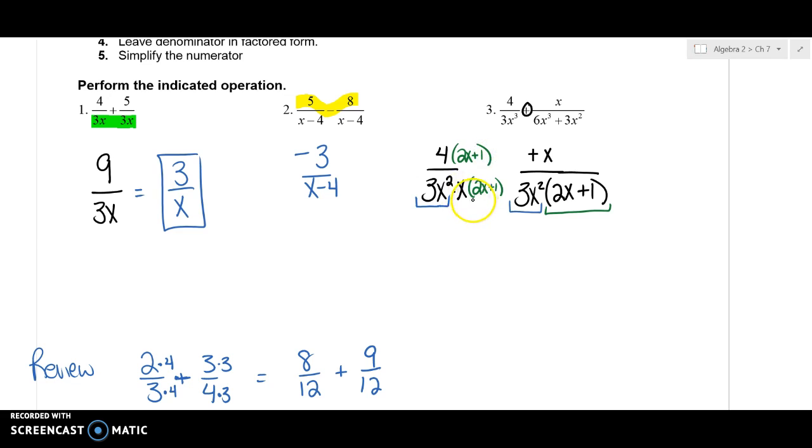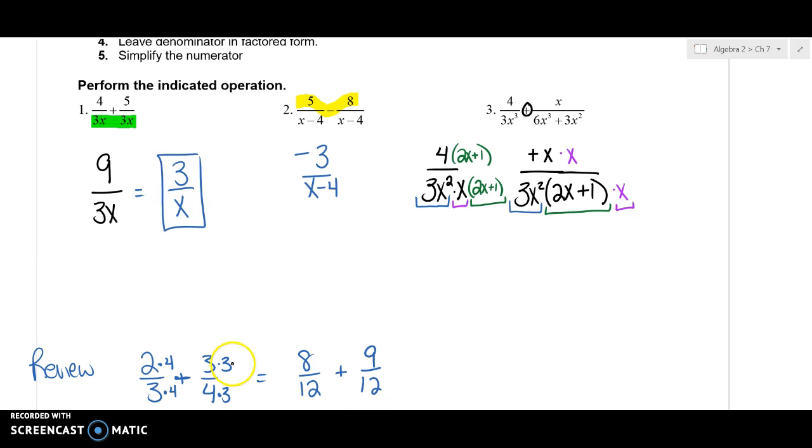So now, both of my denominators have a 2x plus 1. Do my denominators match? Why not? The first one has this extra x, so we need an extra x. And if we multiply the bottom by x, we have to multiply the top by x. Okay, now do my denominators match? They may not be in the same order. It's fine if they aren't in the same order, but they do match.